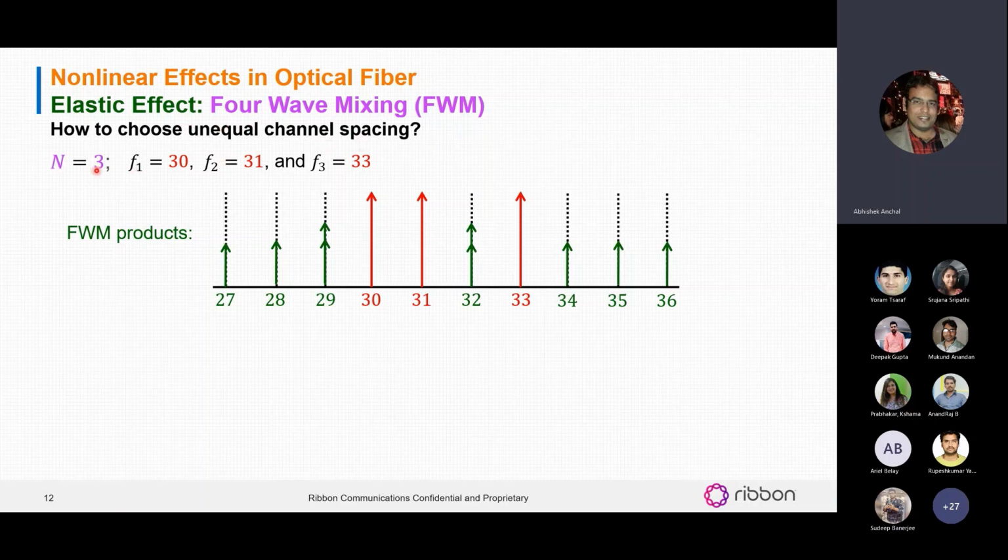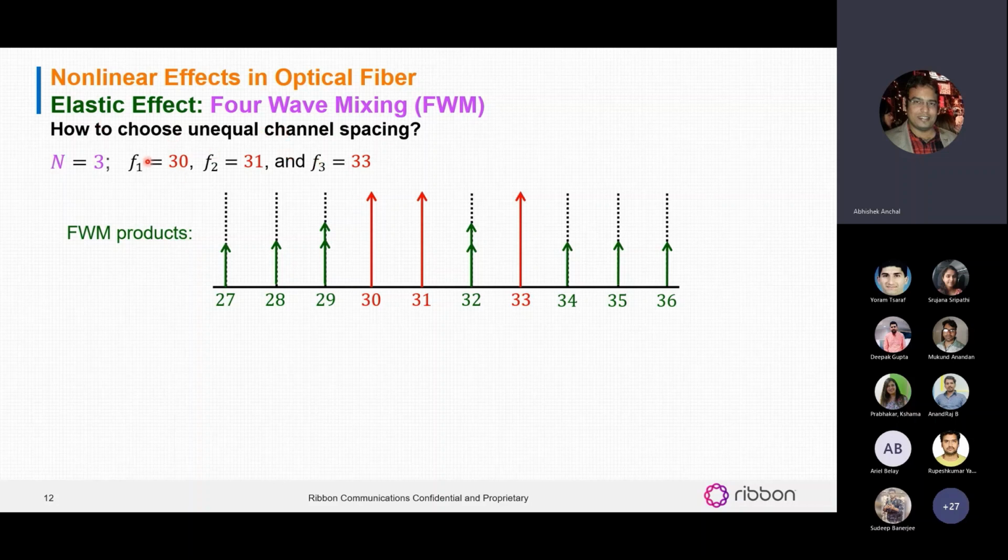So how do we avoid equal channel spacing, how do we create unequal channel spacing? For example, for n equal to 3, we can select three channels which are not equally spaced. So 30, 31, and 33. Here between F1 and F2, there is 100 gigahertz channel spacing. Between F2 and F3, there is 200 gigahertz channel spacing. So the channel spacings are not equal.